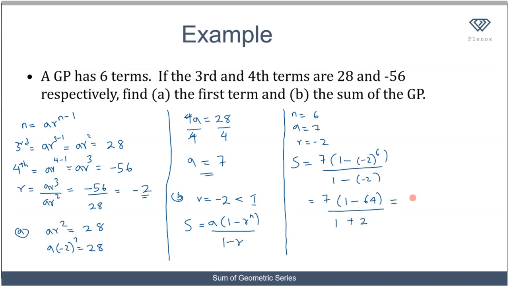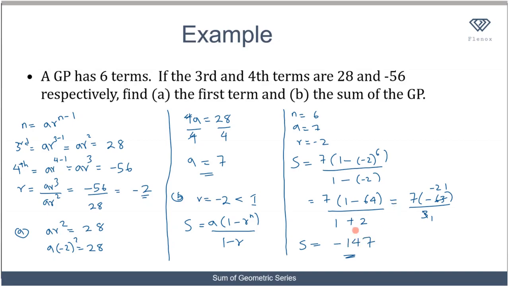So what does that give me? I have 7 times 1 minus 64, which is minus 63, over 2 plus 1, which is 3. So 3 goes into 3 once, and 3 goes into minus 63 minus 21 times. So I have S equal to 7 times minus 21, and that gives me minus 147. So the sum of the GP is minus 147.